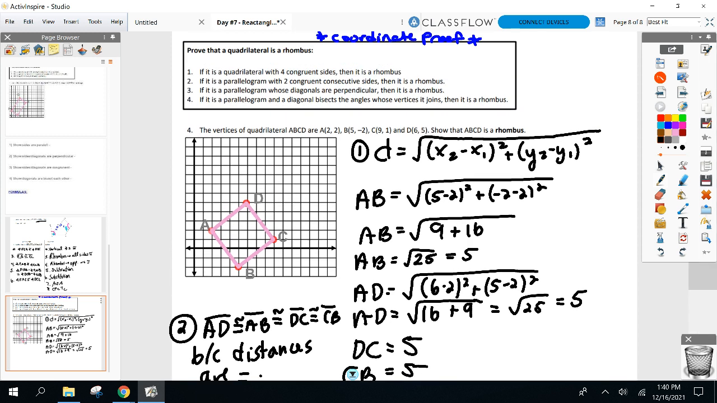Now, this is probably the easiest way to prove a rhombus, but I also want to let you guys know there's 3 other ways I could do it. I could show it's a parallelogram and then do 2 sides instead of all 4 congruent. I could do a parallelogram first and then show the diagonals are perpendicular. But I think this is probably going to be where we'll stay to prove a rhombus.